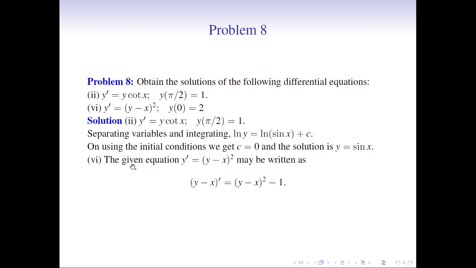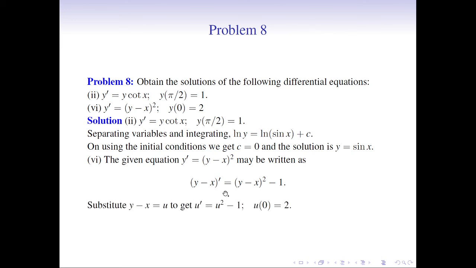The sixth part, the given equation is this. It can be written as this. You can just see the derivative of this. What is the derivative of this? It is y prime minus 1. So here just put minus 1 on both the sides, so it is the same as this. Just open this up to get this. These two are just equivalent equations.